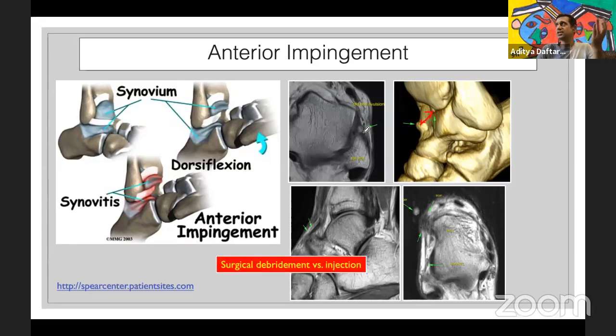And here the choices are whether you're going to go with a surgical debridement or injection, or whether you're going to do an injection to determine whether a particular thing is truly the cause of symptoms, and then decide to go for a surgical debridement.